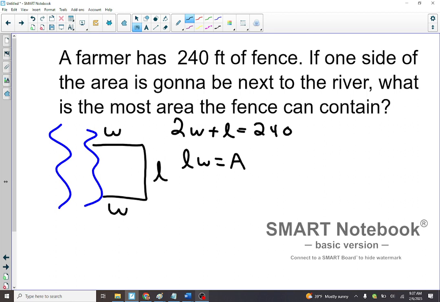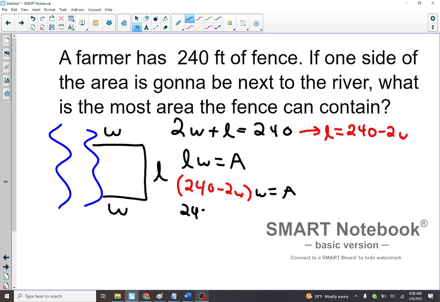L equals 240 minus 2W. So we're going to solve for L, so L is by itself, just because I don't want to deal with the 2. I understand. I agree. So L equals 240 minus 2W, which means now I can replace the L with 240 minus 2W next to W equals A. Distribute that W: 240W minus 2W squared equals A.